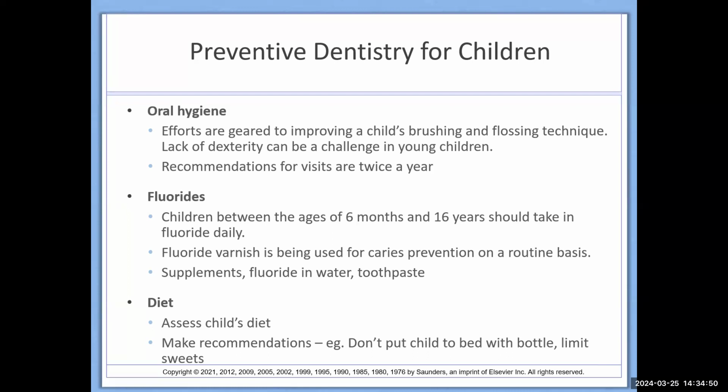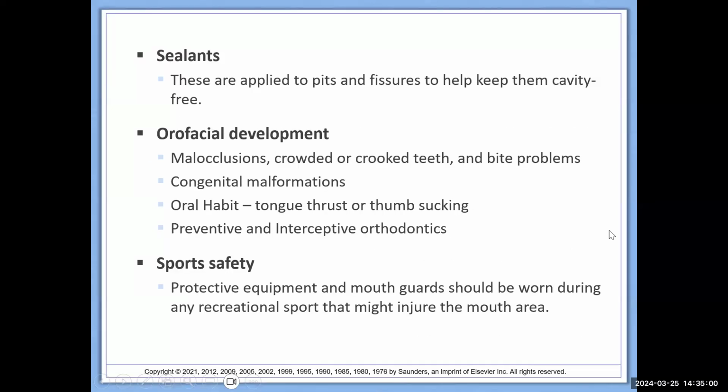Are they putting the child to bed with a bottle? Are they limiting sweets? So, are they having any sticky foods? So something you want to talk about or communicate with the caregiver or parents. Another thing you have to consider are sealants. So you remember sealants. So these are applied to pits and fissures. So does the child have any sealants? Do they need them? Any orofacial developmental issues like malocclusions? Were there any congenital malformations? Any oral habits? I repeat that over and over again, but it is a very common occurrence of oral habit issues with children.